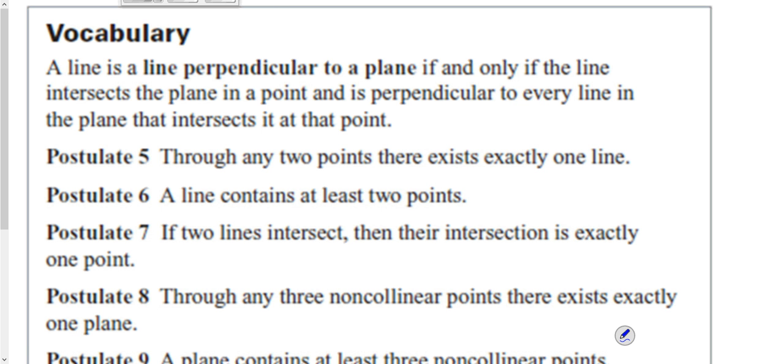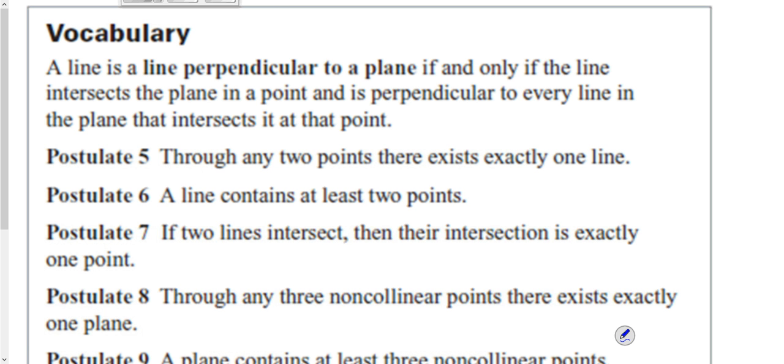All right, this vocabulary thing at the top is not on your notes, but it might be good to make a little note of this, or just remember what it says. A line perpendicular to a plane: a line is perpendicular to a plane if and only if the line intersects the plane in a point and is perpendicular to every line in the plane that intersects it at that point.